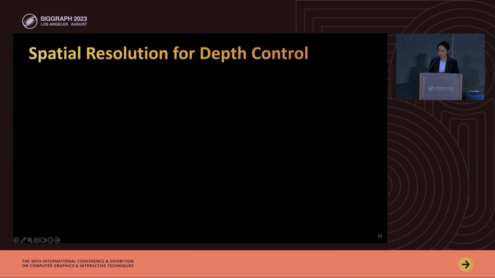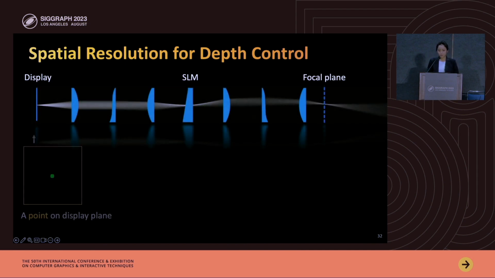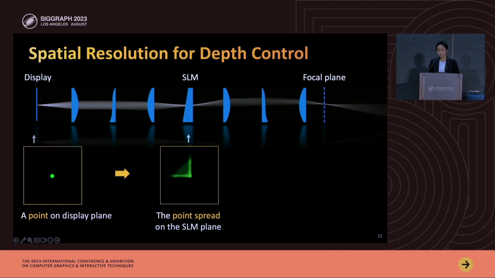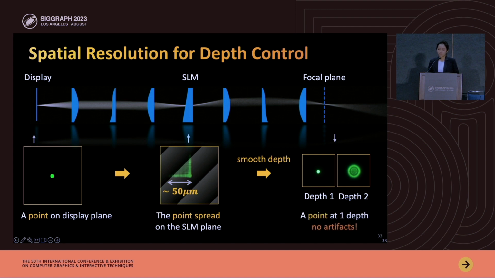So let's now look at the spatial resolution limits for depth control. Recall this image formation model with a point light source on the display. Upon propagation to the SLM, the point light source is no longer localized to a point, but instead it takes the form of a triangular blur kernel due to the spread induced by the cubic faceplate. The size of the spread in our system is on the order of 50 microns, or 10 pixels on the display. When the depth is constant, or changes smoothly, the spread of this kernel is reverted back to a point by the second cubic faceplate. The point is then placed at one depth, and there are no artifacts.